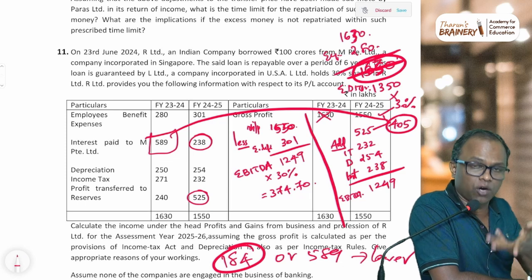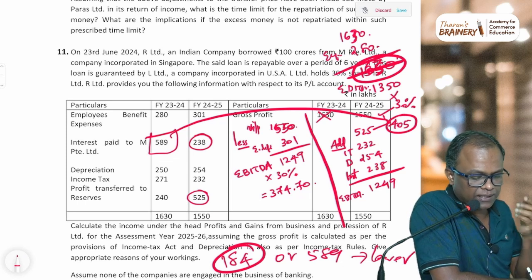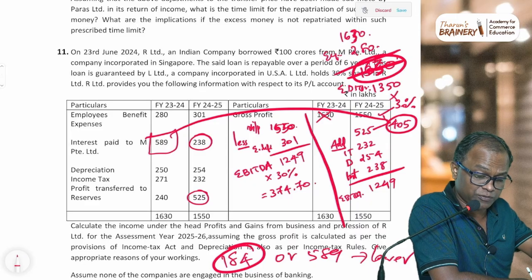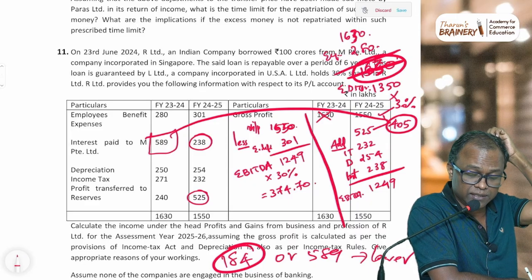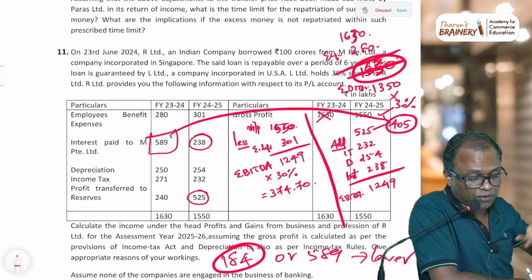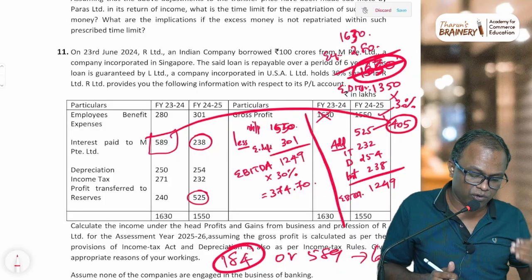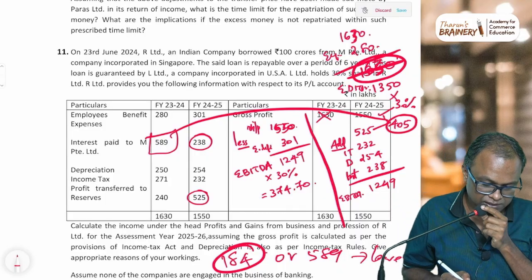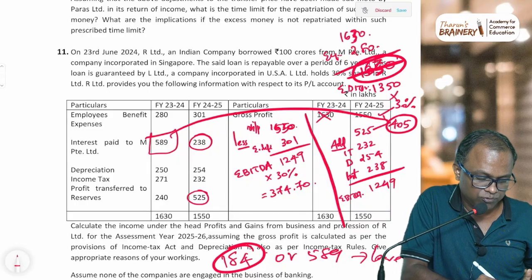So 184 is lower. Here there is no other interest, only AE interest. If there is another interest, that would always be considered for the 30% of EBITDA excess purpose. But here only AE interest is there. So 184 or 589, whichever is lower, 184 to be disallowed. So first we should do the computation for previous year 23-24.